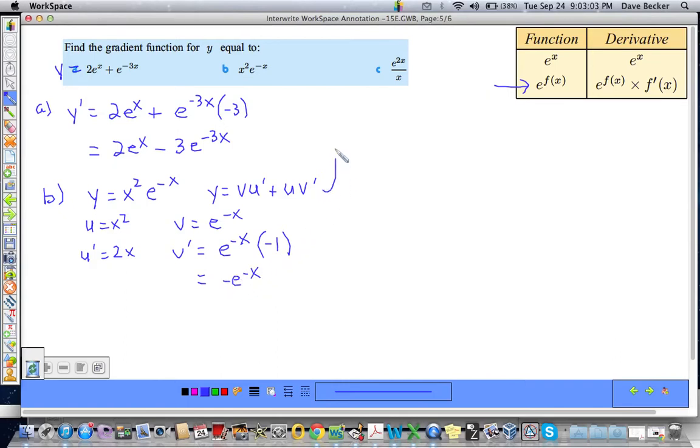So now I'm just going to use the product rule. Oops, this is y prime, sorry. Y prime is equal to v du. So v is e to the negative x multiplied by the derivative of u, so that's times 2x, okay, plus u is x squared, dv, what's dv? Negative e to the negative x.